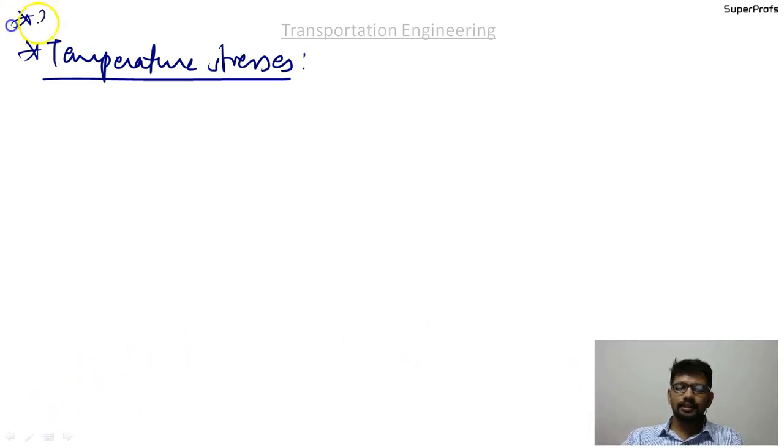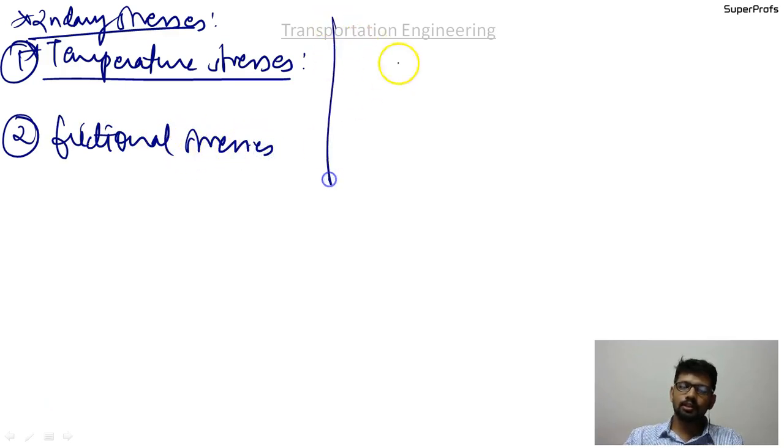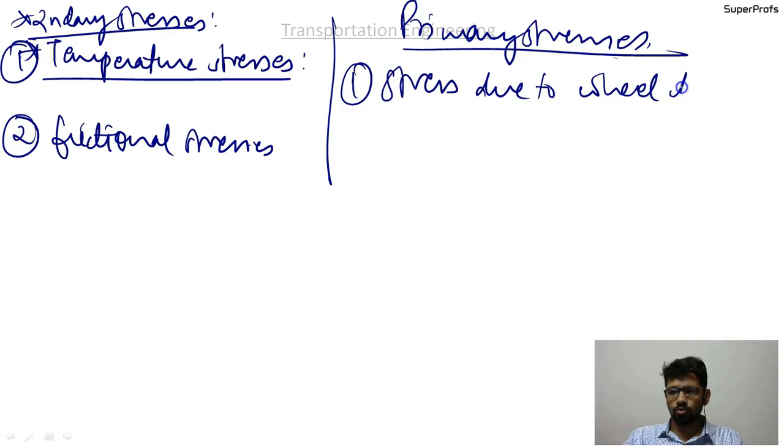So this comes under the secondary stresses. The first one out of the secondary stresses is the temperature stresses, and the second one is the frictional stresses. We will discuss each of them in detail. And the primary stresses were the stresses due to wheel loads. There was only one, the stress due to wheel loads.